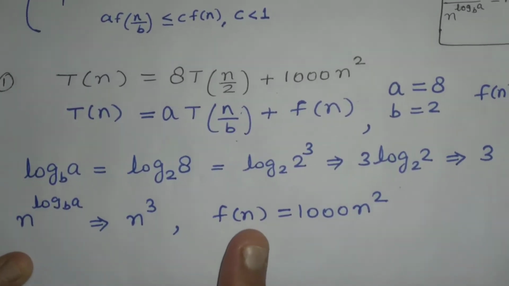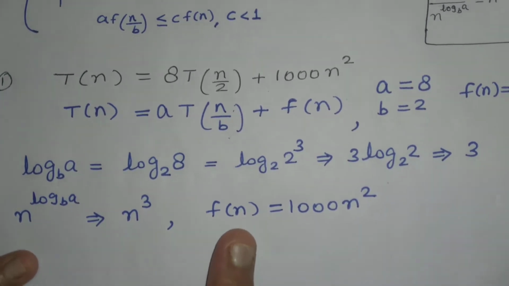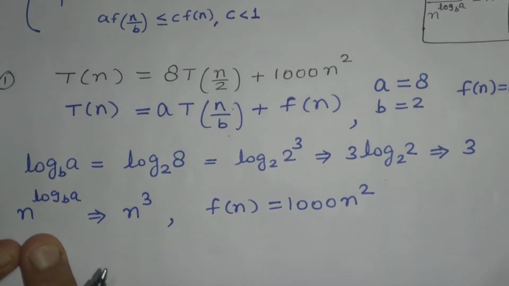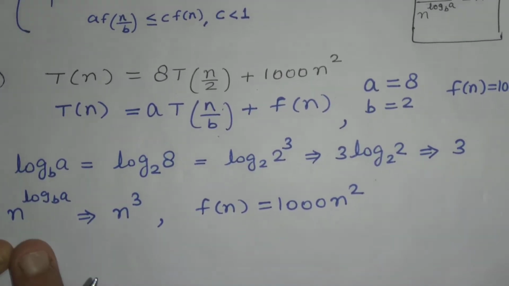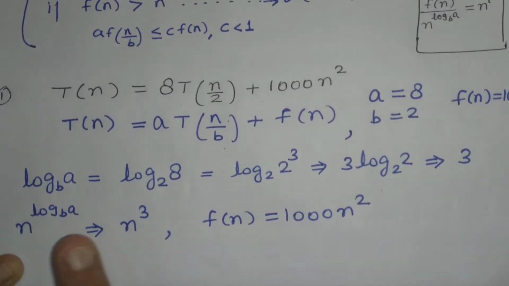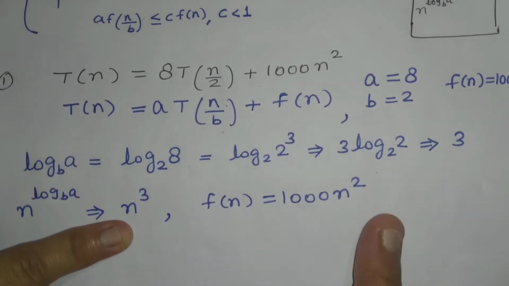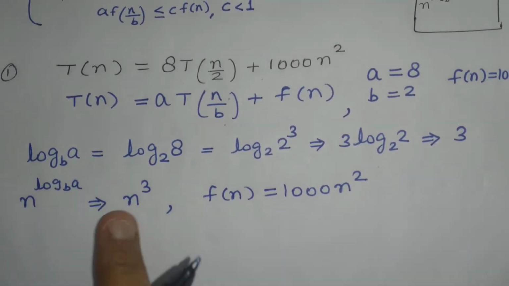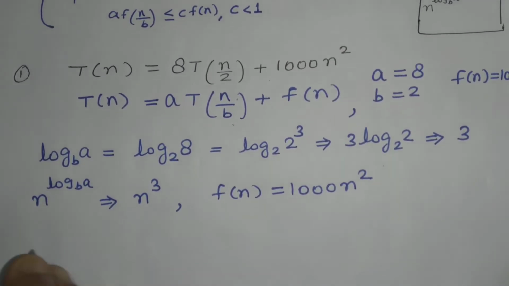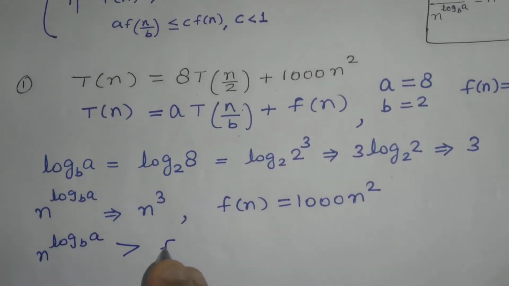Now we compare these two terms, n^(log base b a) and f(n). When we compare these two terms, we have to check whether f(n) is equal to n^(log base b a), f(n) is less than n^(log base b a), or f(n) is greater than n^(log base b a). Okay. And when we compare, they are not equal. This is n³, this is n². So here n^(log base b a) is greater than f(n).